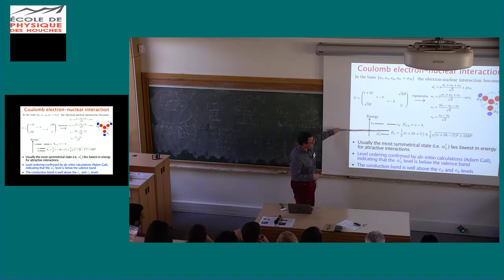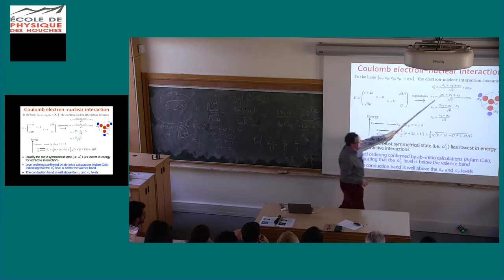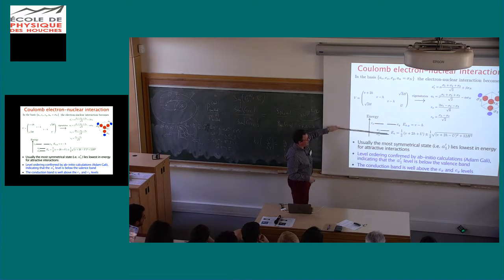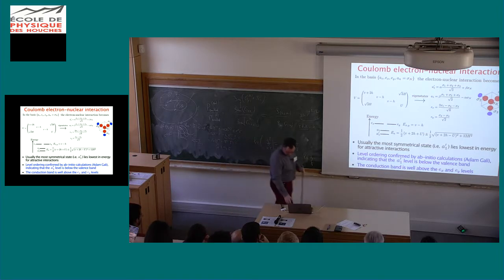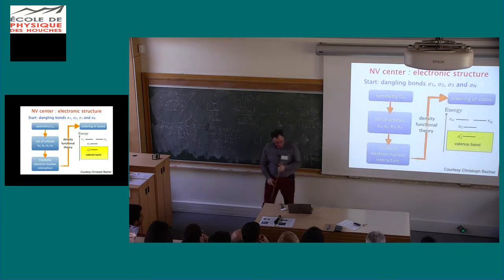And when you do that in the case of the NV centers, you find this ordering. So the first level is this one. It's something which is perfectly symmetric, and then the other levels that we defined. And you also find that this level is within the valence band of the electrons. So it's not so difficult, just perhaps a little bit boring.